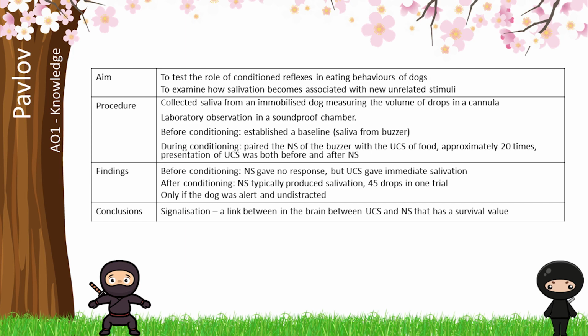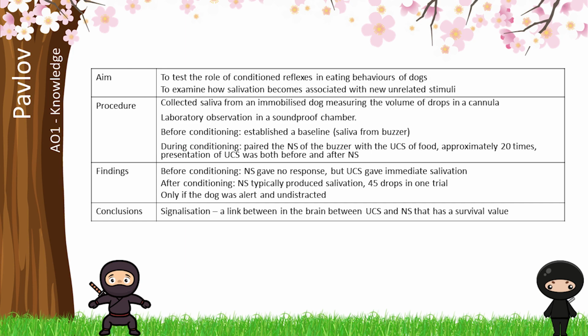What does this break down into? Well, you want to try and have two aims, one about the role of conditioning reflexes and one about the association between salivation and unrelated stimuli. You want elements of the procedure that you're going to use for evaluation later on, thinking about the nature of this as a laboratory observation because that's our focus in learning theories, and also focusing on before and during conditioning, as you would do when you explain classical conditioning.